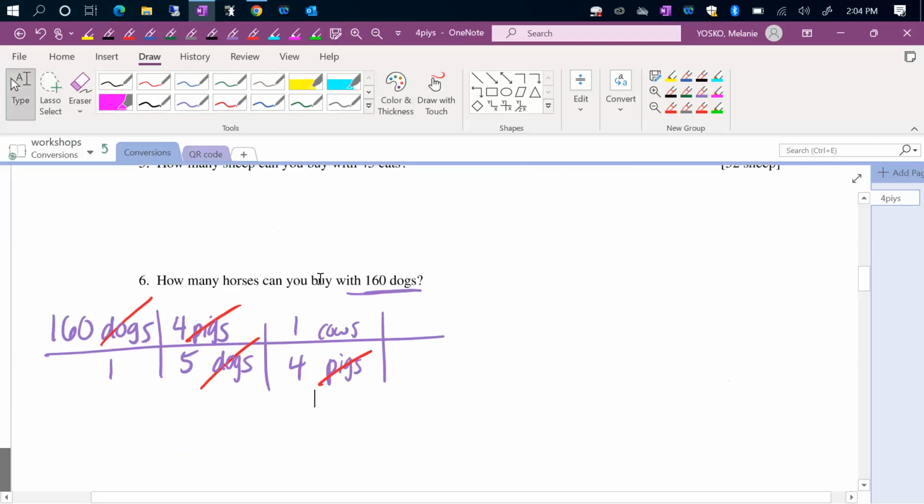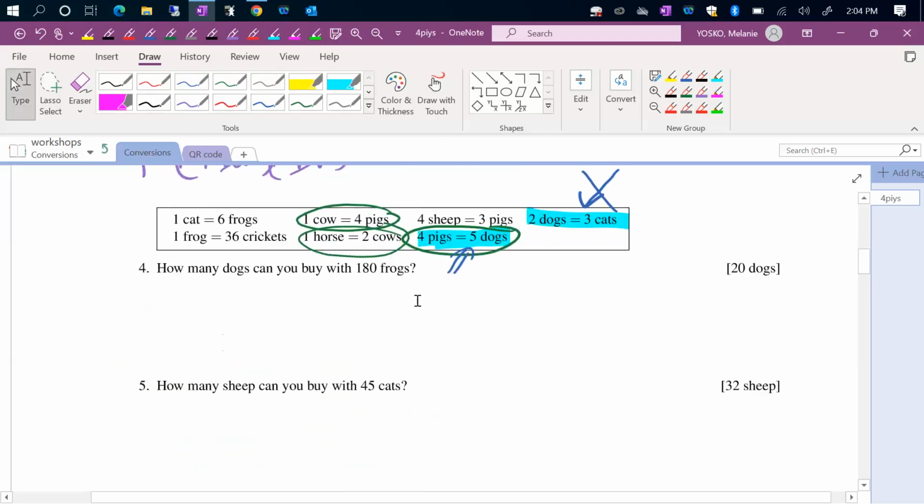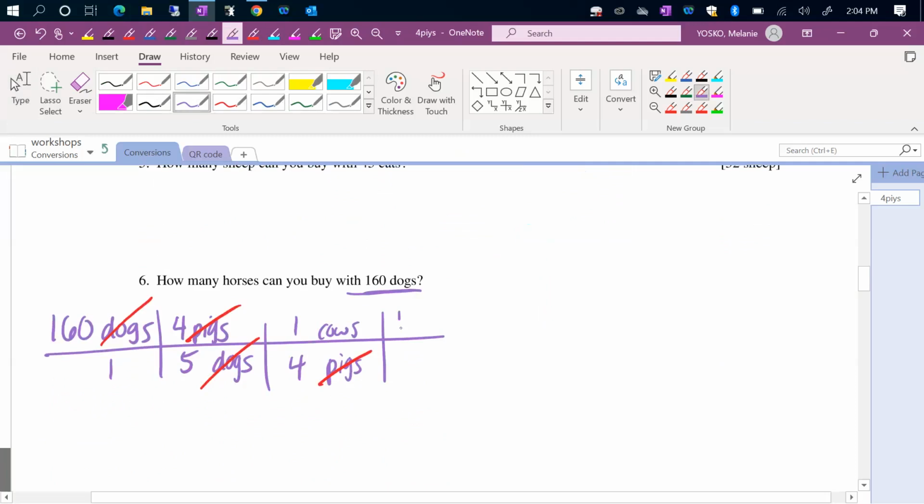What's the new unit at this step? Cow. Okay, now we're going to go from cow to what? 1 horse. Cow to horses, right? So 2 cows is equal to 1 horse. 1 horse is your numerator and 2 cows is the denominator. Everybody with me so far? Cows in the numerator cancel with cows in the denominator. What is the new unit at this point? Horse. Okay, and then multiply it out. All of these, multiply, multiply, multiply, and then divide, divide, divide.